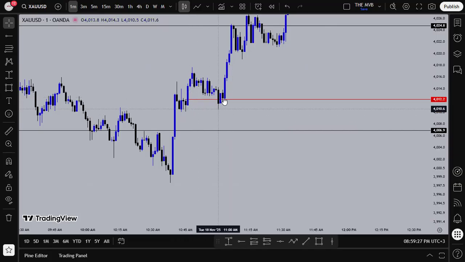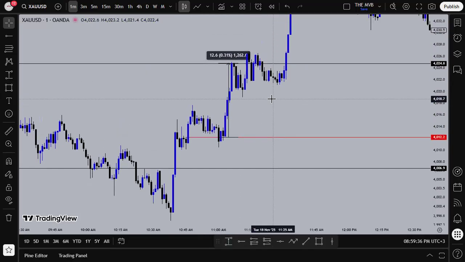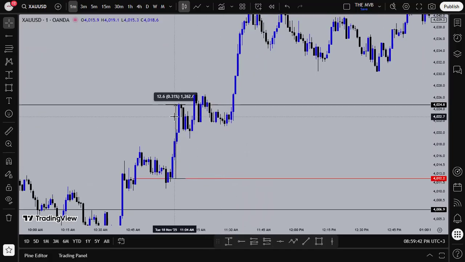So this was my first entry of the day, and I traded from this point to this level here, which was 100 pips, 120 something pips. So this was my first entry. Okay, this was my first entry.